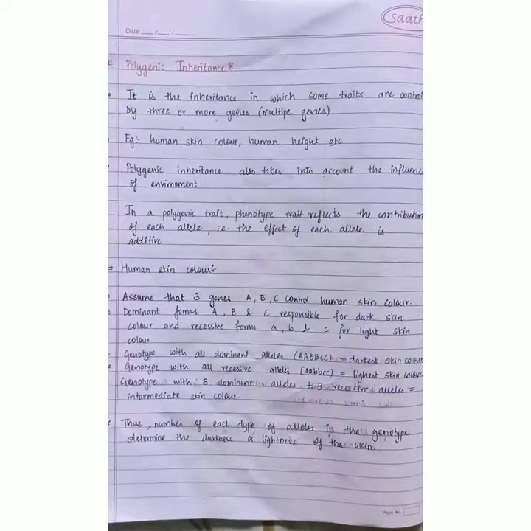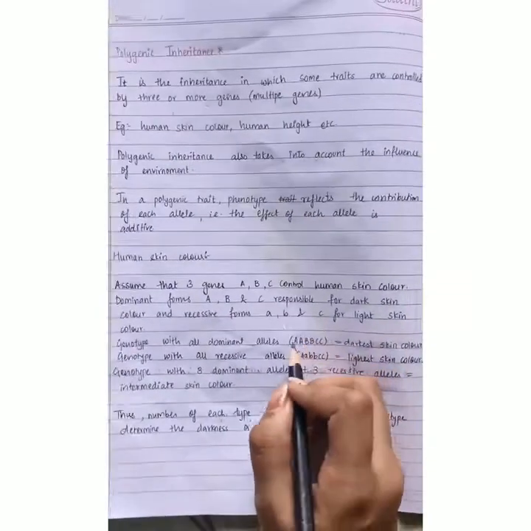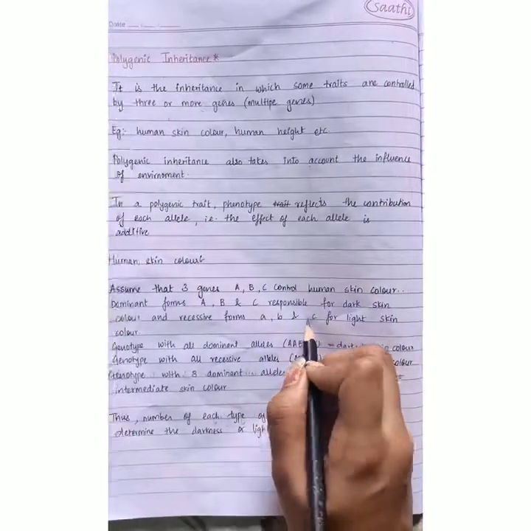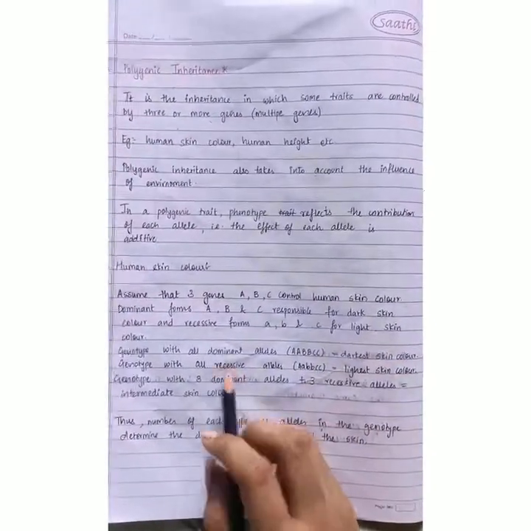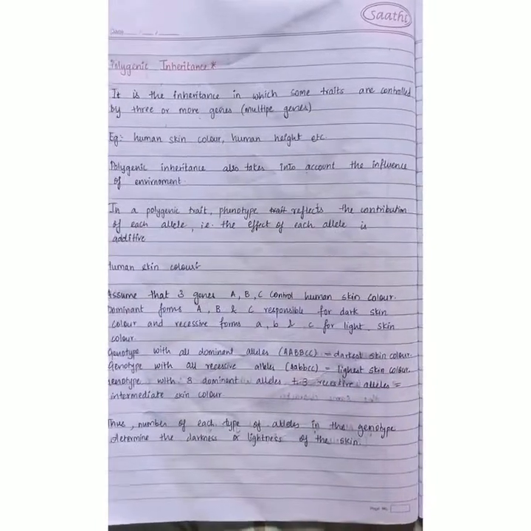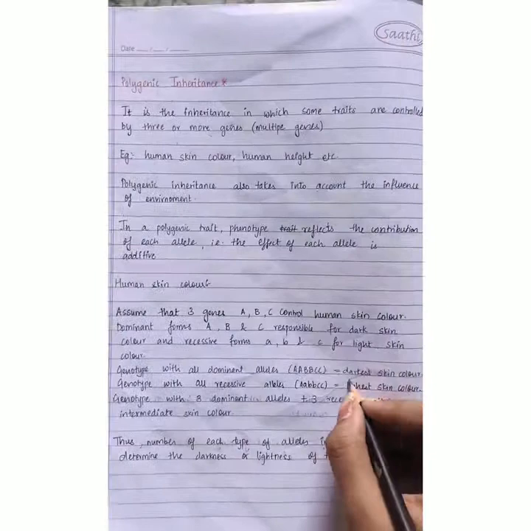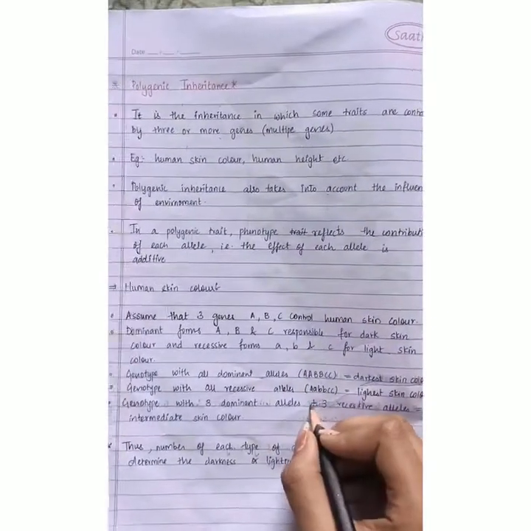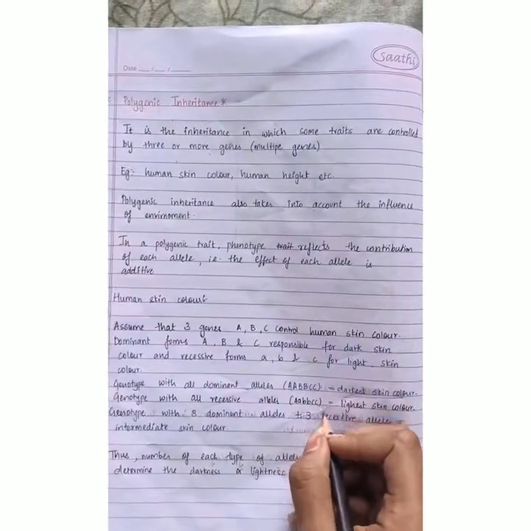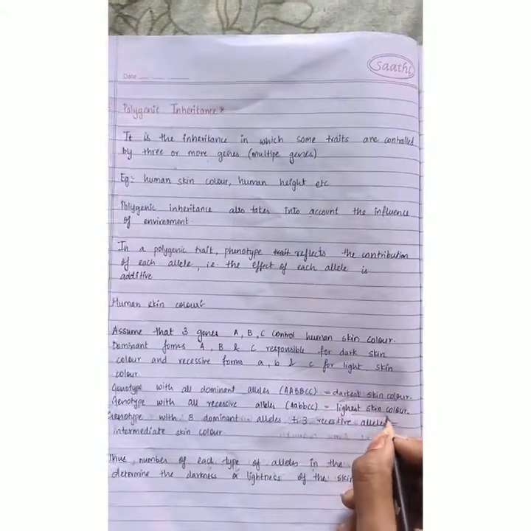As an example of human skin color, if we study it in detail, assume there are 3 genes, A, B, C, that we denote for human skin color. Capital A, capital B, capital C are responsible for the dark skin color tone, whereas small a, small b and small c will be for the light skin color. If the genotype is capital A, B, C, it will have the darkest skin color, and if it is small a, b, c, it will be the lightest skin color.